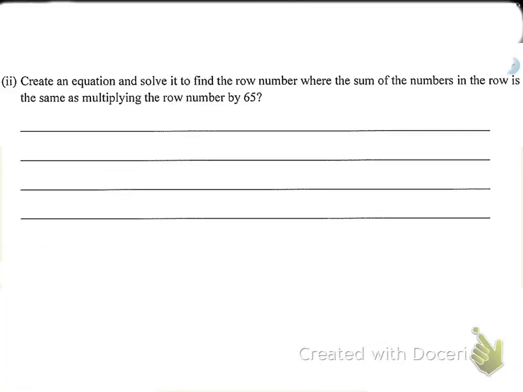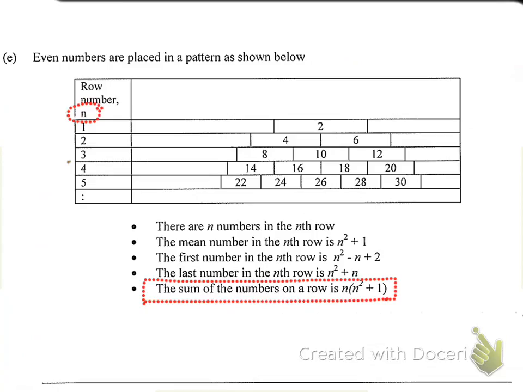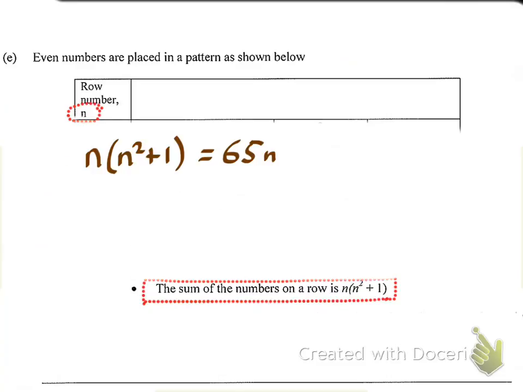So what is this question asking us? It's asking us where the sum of the numbers is the same as multiplying by 65. Well, here's the sum of the numbers, and there's the row number. So let's get to it. The simplest way to do this is divide both sides by n, and it cancels out. Then shift the 1 to the other side.